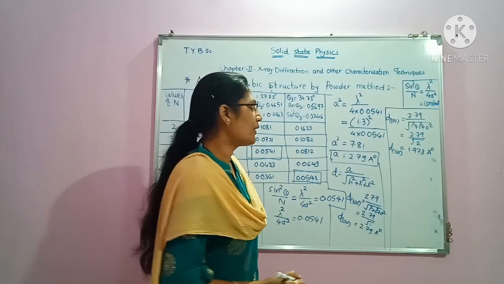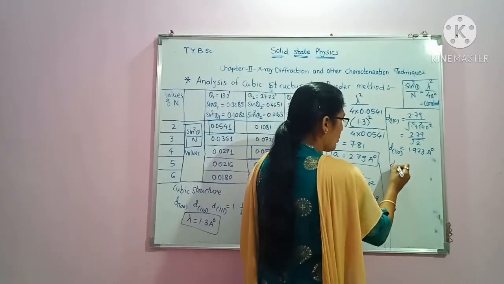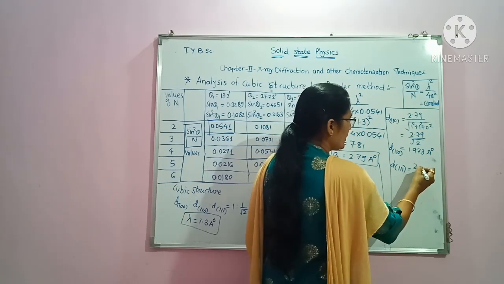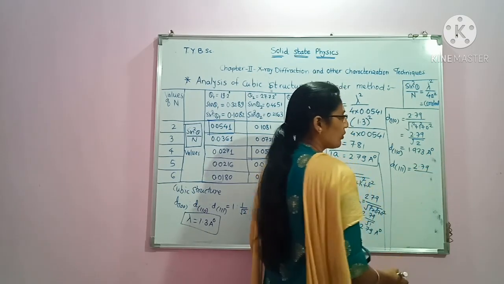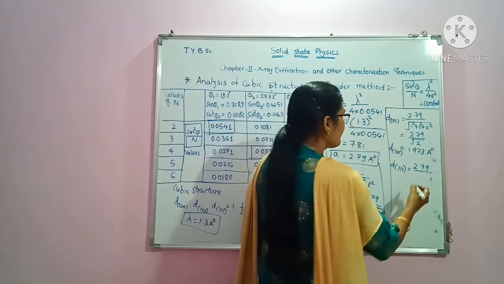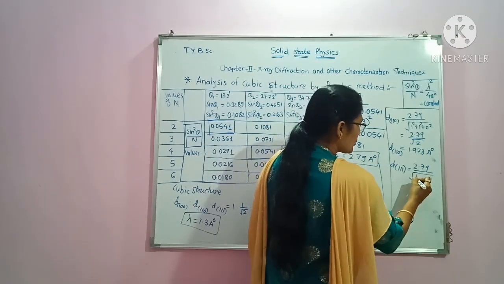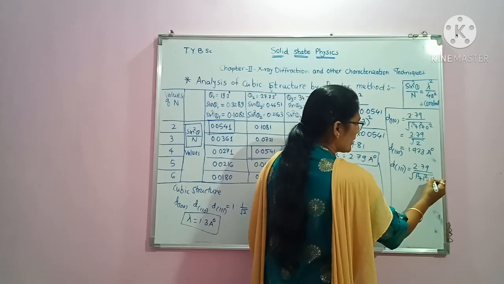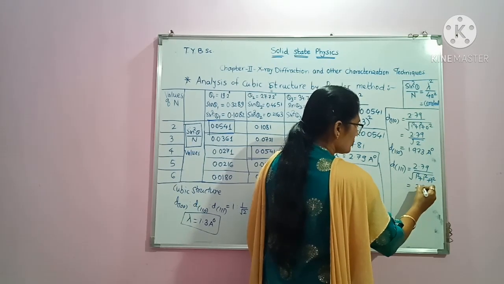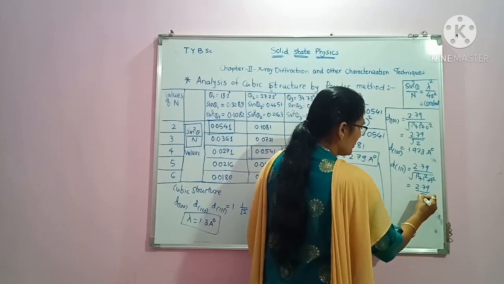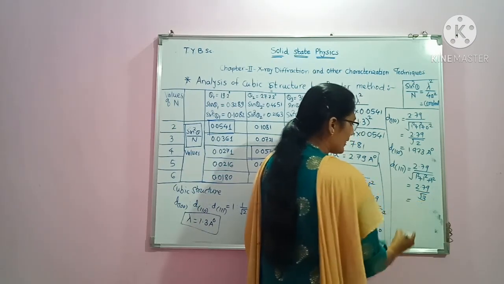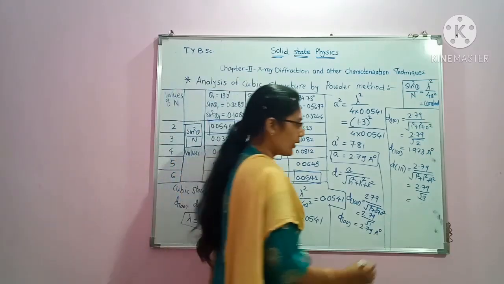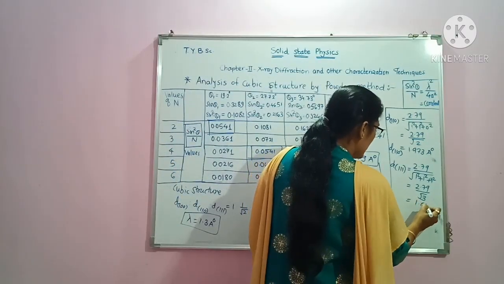Similarly, we have to find out the value of D for the 1 1 1 plane. In order to calculate this value, again we have to substitute the value of A that we have calculated. Then h square, 1 square, k square, 1 square plus l square, 1 square. It gives us 2.79 upon root 3, and its value comes out as 1.61 angstrom.